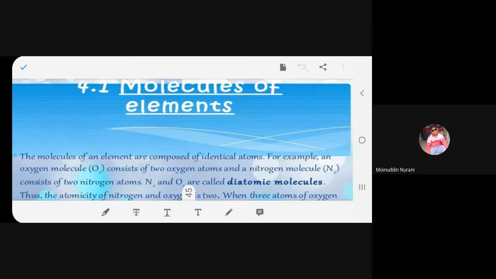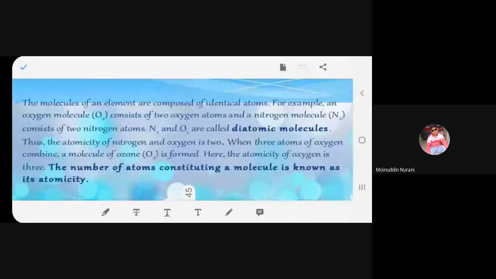Molecules of elements. The molecules of an element are composed of identical atoms. For example, an oxygen molecule O2 consists of two oxygen atoms and a nitrogen molecule N2 consists of two nitrogen atoms. O2 and N2 are called diatomic molecules. Thus, the atomicity of nitrogen and oxygen is 2.